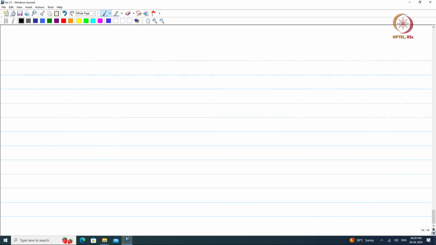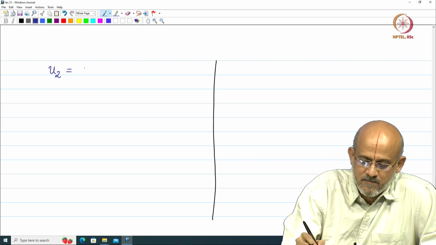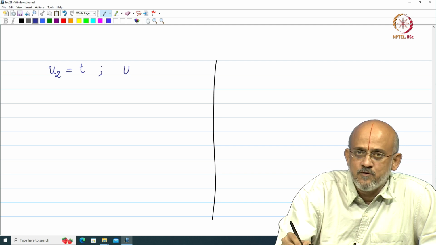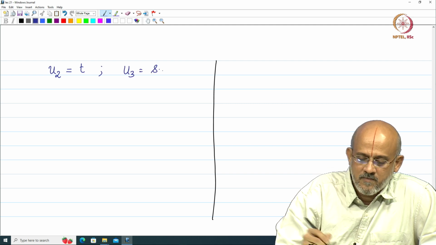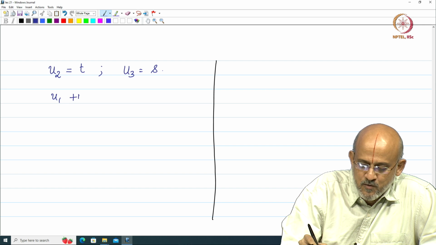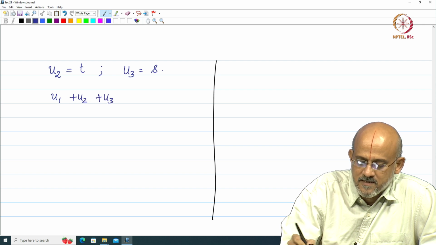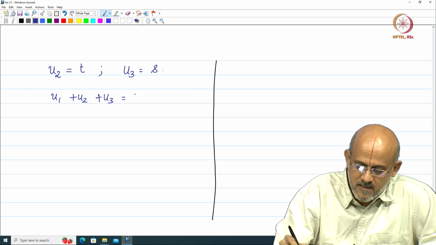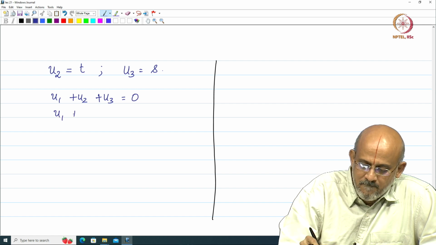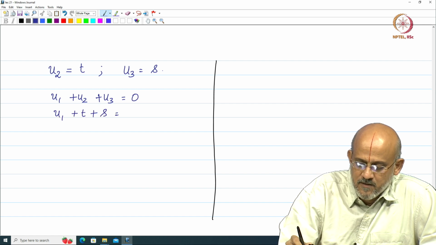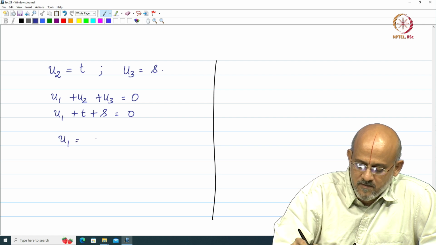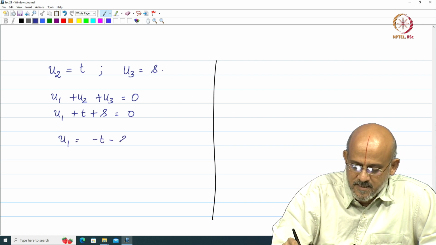So, what I am going to do is parameterize this. I am sure you would be able to recall all these things from module 2 that we did, where we looked at solving systems of equations. So, I parameterize the free variables. I take u2 to be equal to some t, and u3 equal to some s. Now, the first equation is u1 plus u2 plus u3 equal to 0, which means u1 plus t plus s equals 0. So, therefore, u1 is equal to minus t minus s.